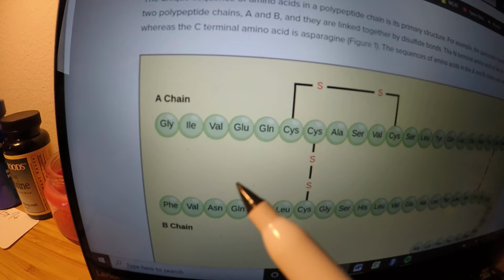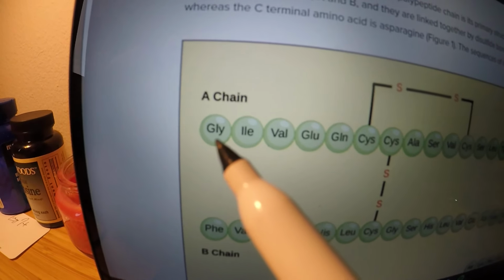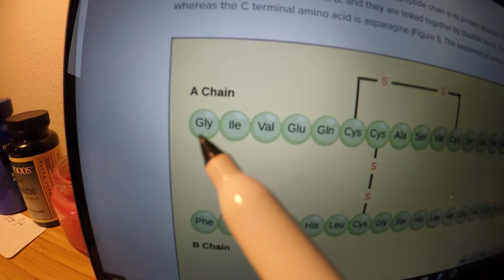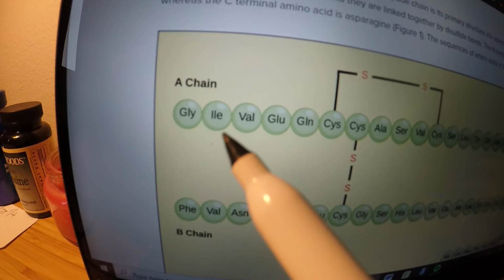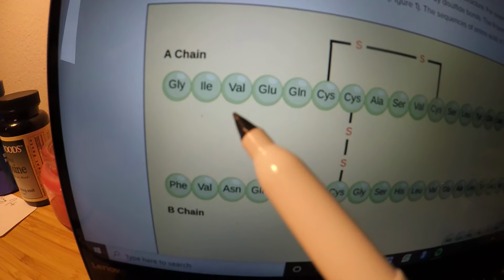So if we were referring to the number of a certain residue in here, of an amino acid, we would say, all right, this is the first one. Glycine's the first residue, right? Number 1. Isoleucine would be number 2. Valine would be 3, and so on.